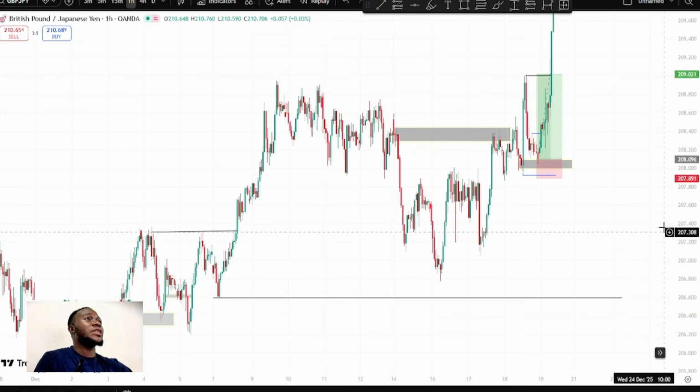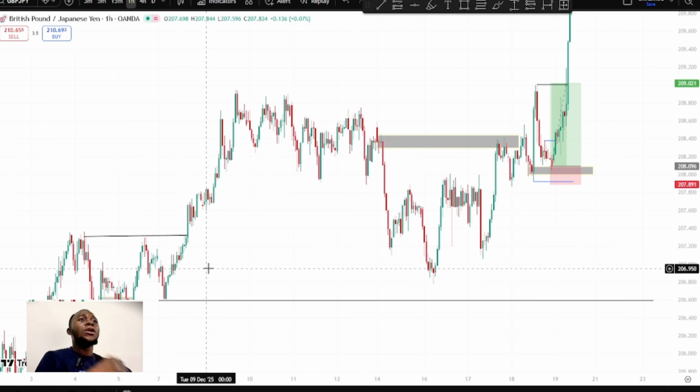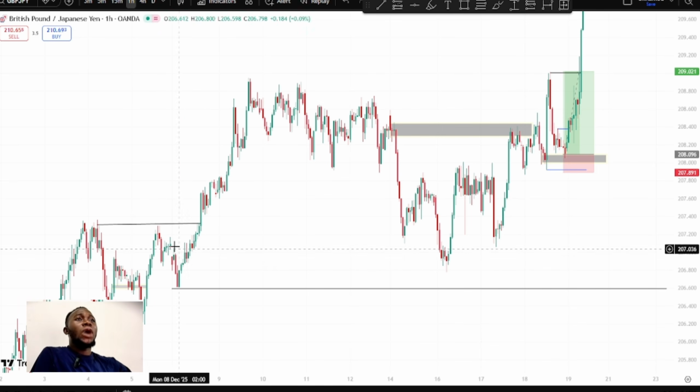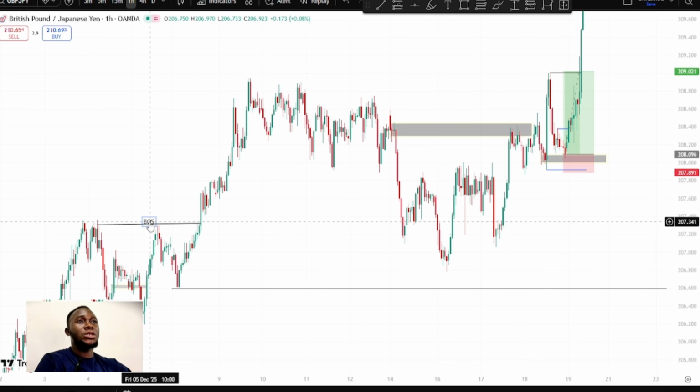Now let me give an example and an illustration for what I just finished explaining. Looking at this chart right now, I had a break of structure at this point. Let me map it out. I had a break of structure at this point. This is a break of structure, right?